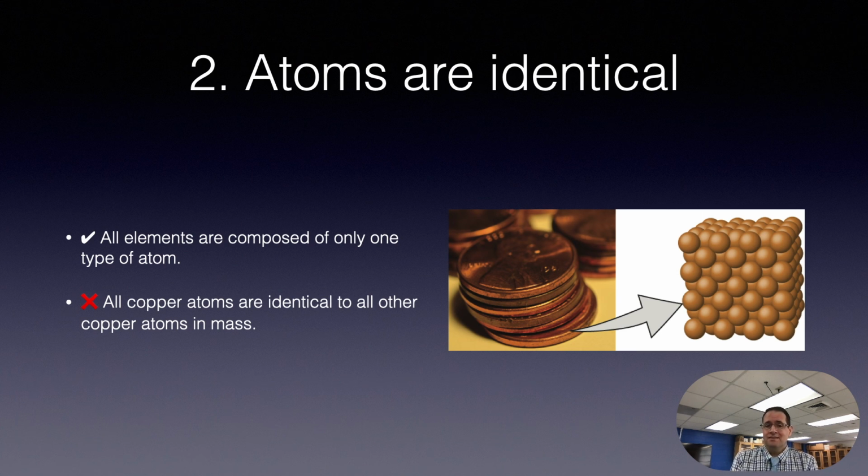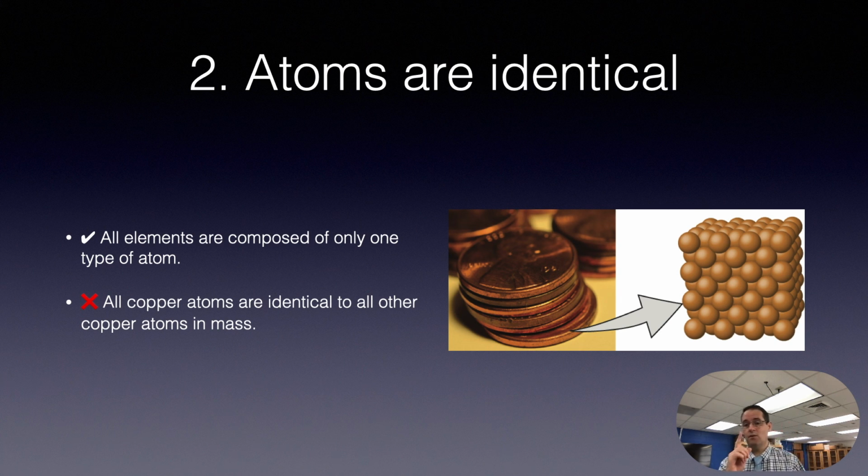Now, Dalton theorized that all elements are composed of only one type of atom, and that is correct. So if you have a penny, a US penny that is 1982 or before, it's mostly composed of just 100% copper, and those little balls there represent copper atoms. And one copper atom is going to be the same as another copper atom. And now his idea was that all copper atoms are identical to all other copper atoms in a particular mass. Now that's not correct, okay?